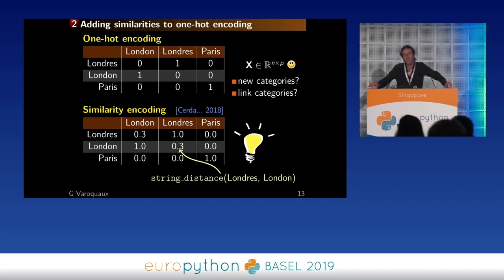And that really tackles the problem of new categories in the test set, because if there's a new category in the test set that's not represented in the train set, I can just look at the string distances to the categories in the train set. It also allows us to link categories. If, for instance, I have typos in my columns, which is something that does happen, the typos are going to give me very small string distances, and those two columns are going to look very similar.